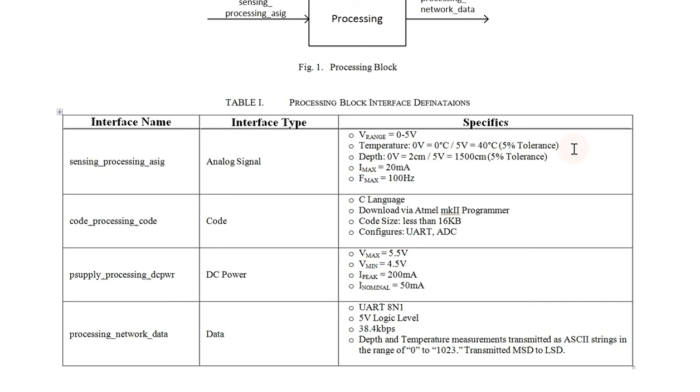This is more of an indication just to say, hey, how fast are things going to change? So we assume no more than about 100 hertz, which is going to be able to set the sampling rate of your processing block.